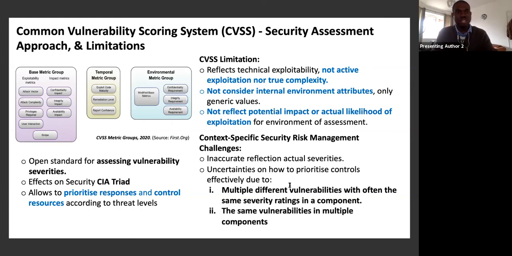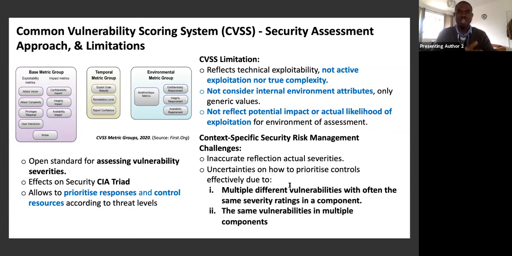Now, CVSS helps to prioritize responses and to control resources according to the threat levels within the system. However, despite how useful it is, CVSS also has a couple of limitations. One is that it reflects technical exploitability. It doesn't really talk about the specifics of the system, but presents the exploitability of a vulnerability based on the general understanding of that vulnerability, not in relation to the specifics of the environment in question.